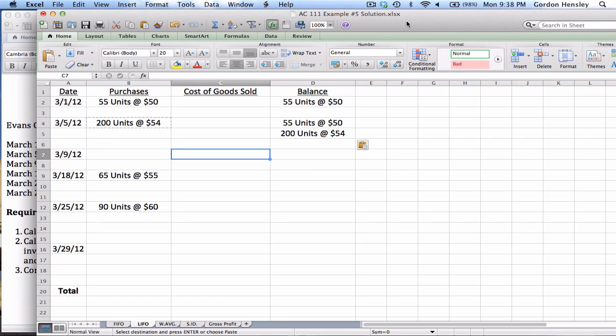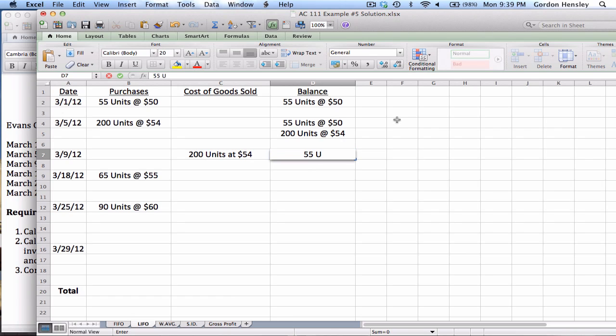On the 9th, that's when I sold 200 units. The question is, which ones did I sell? Well, this time I'm using last in, first out. So when I peel off the different layers, I'm going to peel them from the bottom first. Well, I have enough units in that bottom layer to cover this sale. So I'm going to say that the 200 units that were sold were the 200 units at 54. I'm going to say that those are the ones that were sold. And then that layer is gone. And what do I have left? Only the 55 units at $50. Those are the only ones that I have left.